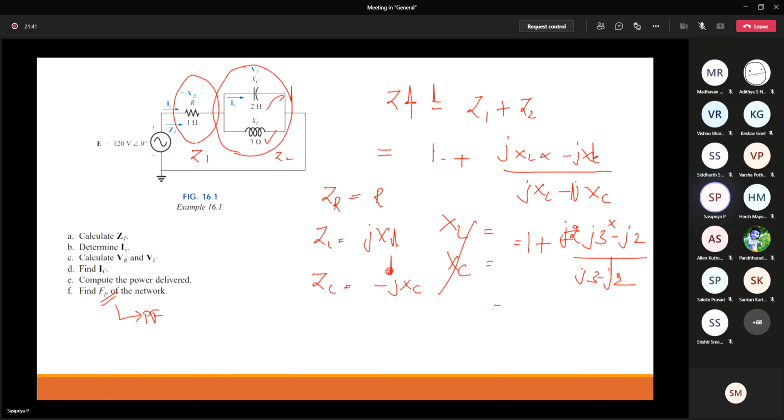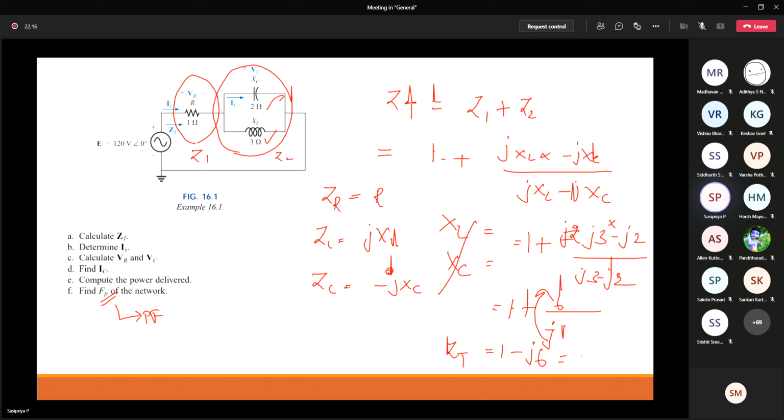Okay, so 1 plus J3 multiplied by J2, J square becomes minus 1, no? So minus 1 into minus will become plus. So 6 divided by my J1. So I could write it as 1 minus J6. This J, when I bring it to the numerator, plus J becomes minus J. So my total impedance is 1 minus J6. This is in rectangular form. Now you can convert this into polar form.